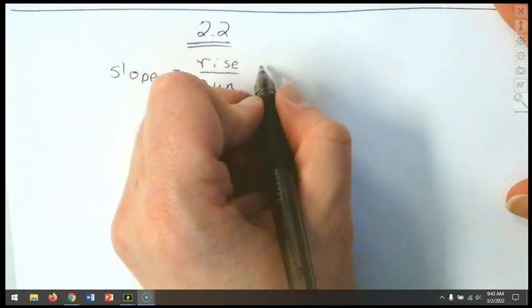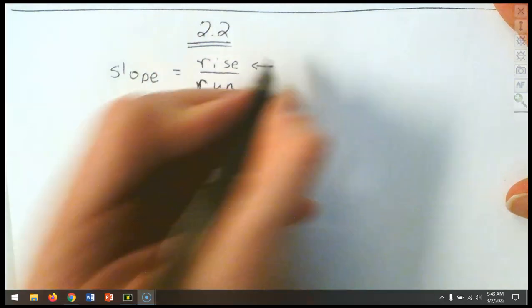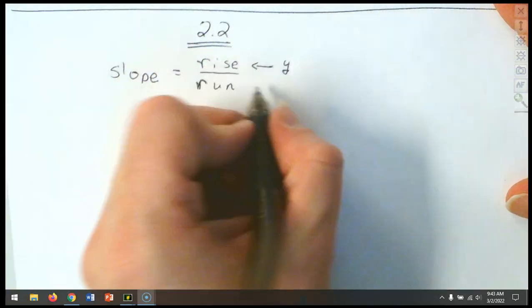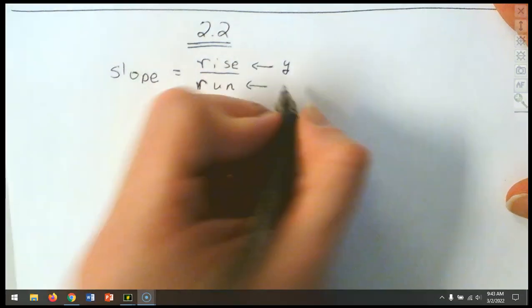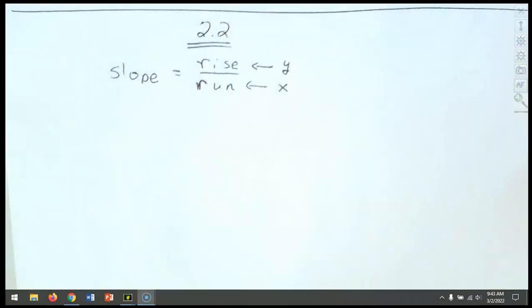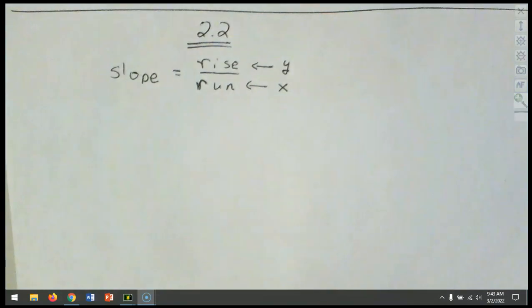And the rise is the up and down part, so that's the y part. And the run is the left and the right part, so that's your x. So when we talk about the slope, that slope is going to be the rise, which is the y component, over the run, which is the x component. Now there are 4 basic types of slope: 2 diagonal lines, and then a vertical and a horizontal line.